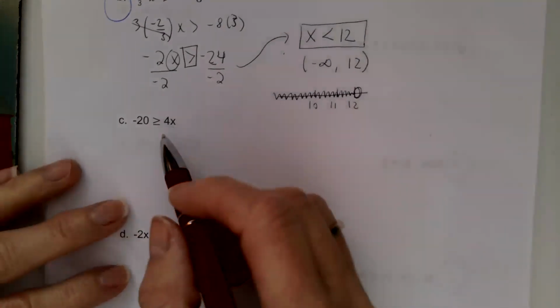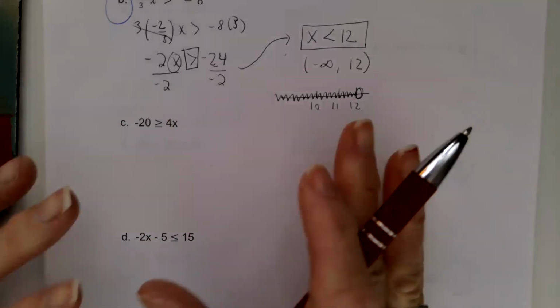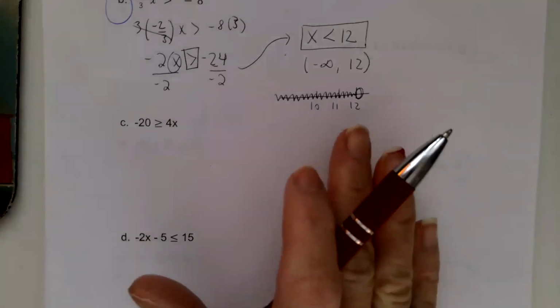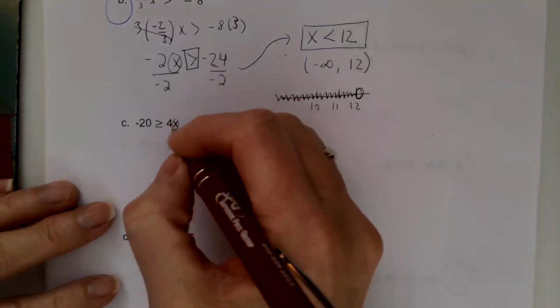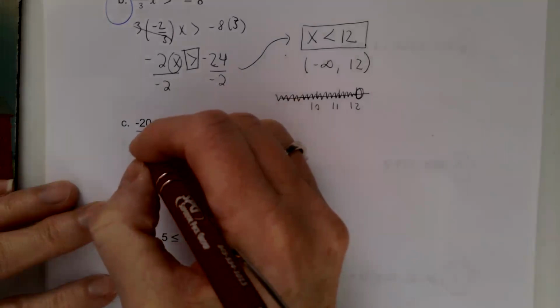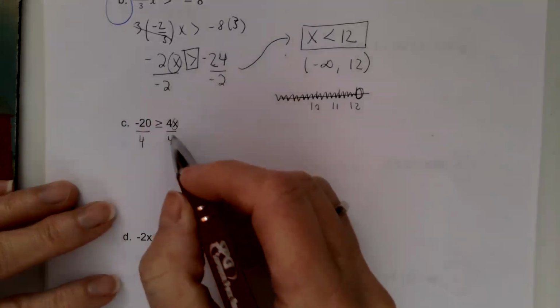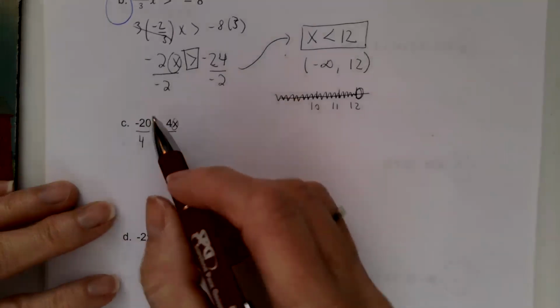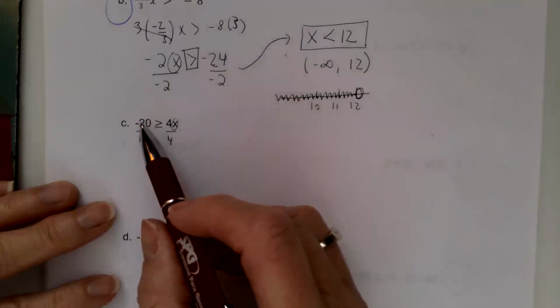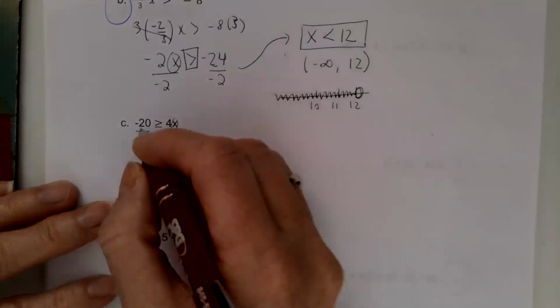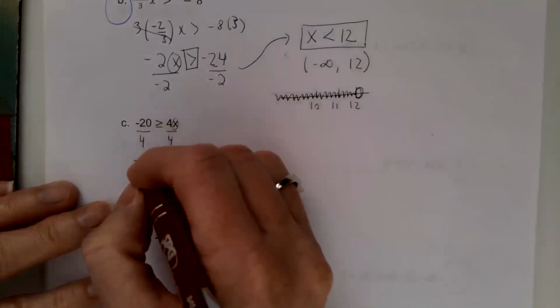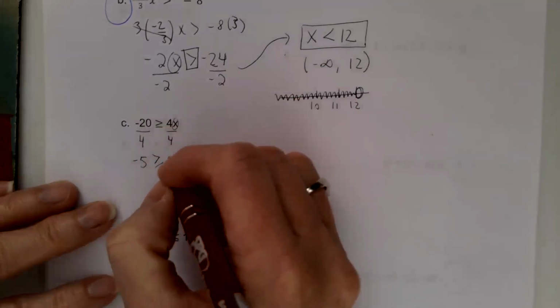Okay, so my x is on the right, which I usually don't like, but I'm going to leave it there and deal with it. So I am going to solve for x. So we're going to divide by +4. Now I'm dividing by a positive, so I don't have to flip my symbol. Even though this is -20, the number I'm dividing by is a positive. So -20 divided by 4 is -5, is greater than or equal to x.